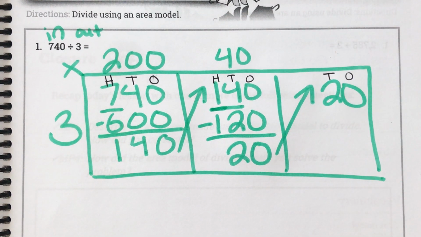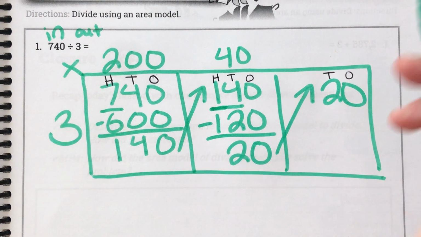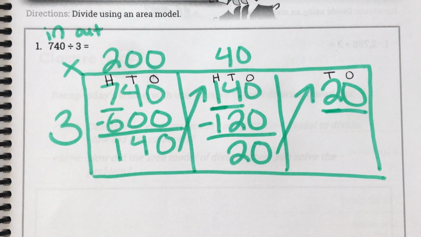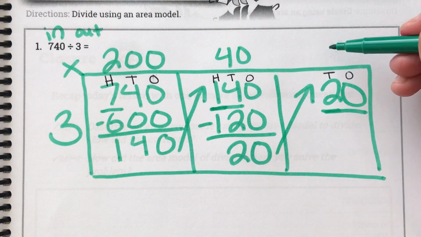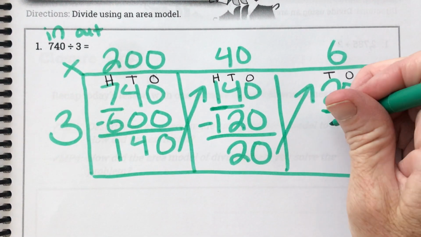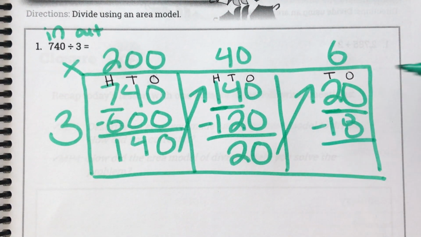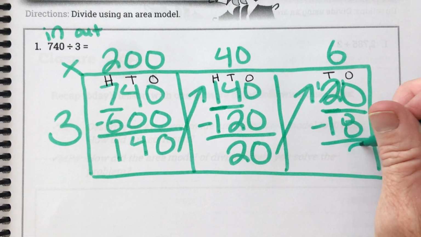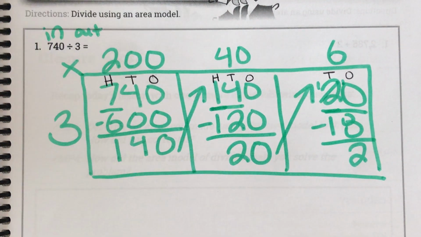Okay, let's do our place values. 3 can fit into 2. Nope. 3 can fit into 20, how many times? 6, because 6 times 3 is 18, but 7 times 3 is 21. So 6 times, and we're in the ones place value, so it's 6 ones, which is just 6. Okay, 6 times 3 is 18. And when I subtract, I just get 2. Okay, so what is our answer?